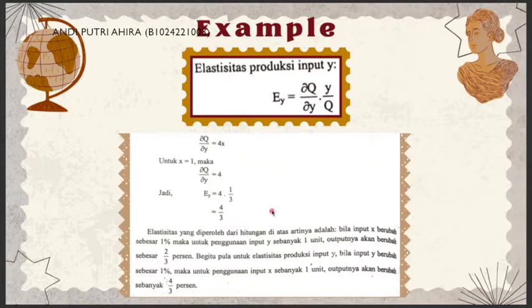The elasticity obtained from the questions above means that if input X changes by 1%, then when input Y is 1 unit, the output will change by 2/3%. The same goes for the production elasticity of input Y. If input Y changes by 1%, then when input X is 1 unit, the output will change by 4/3%.